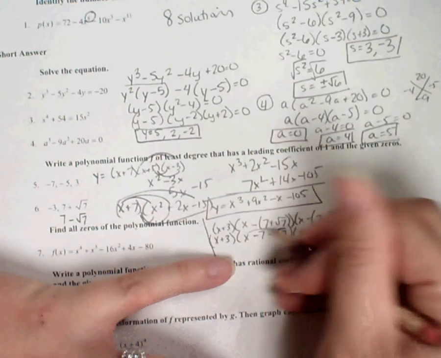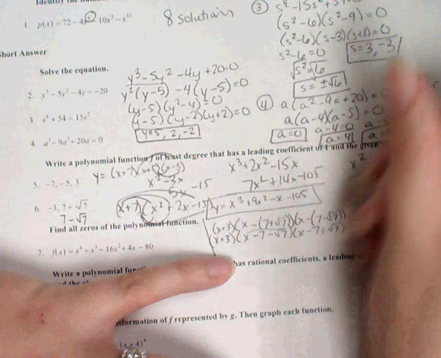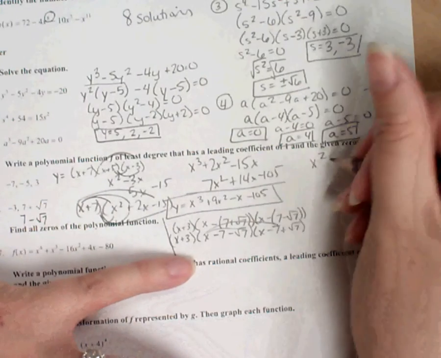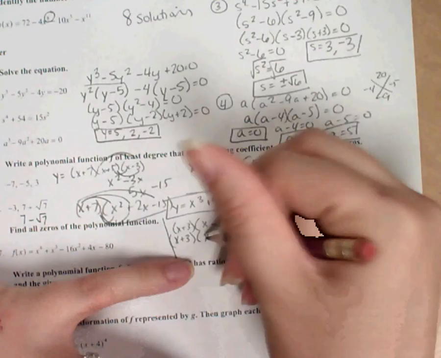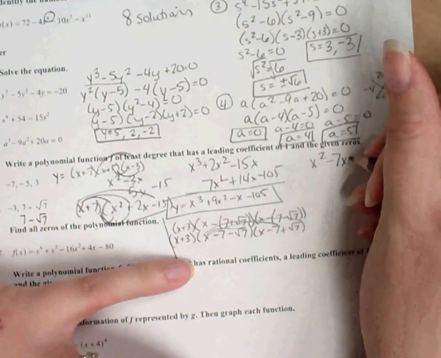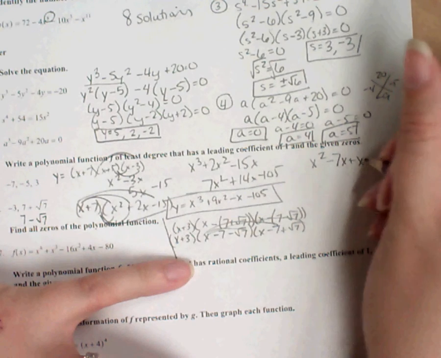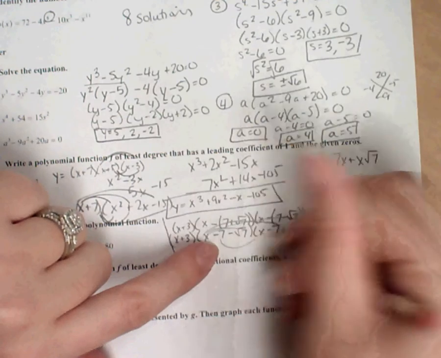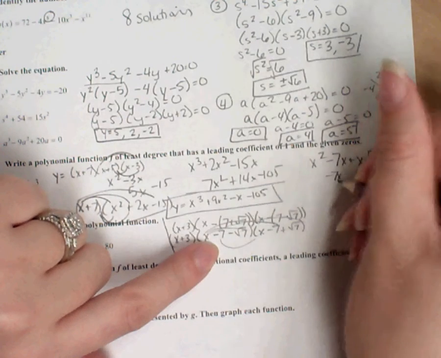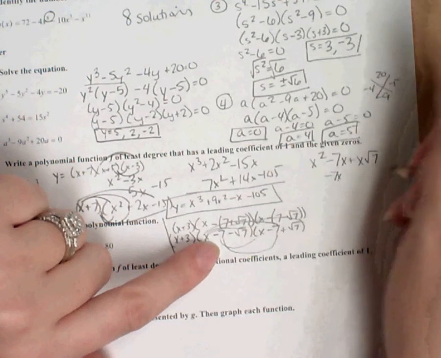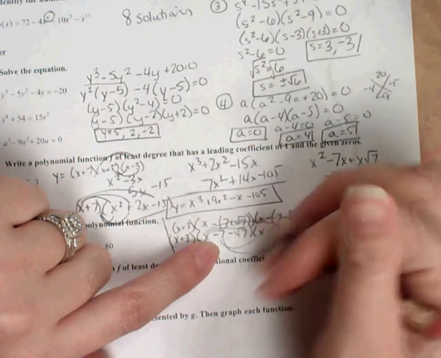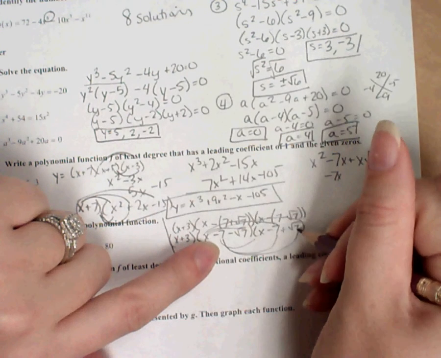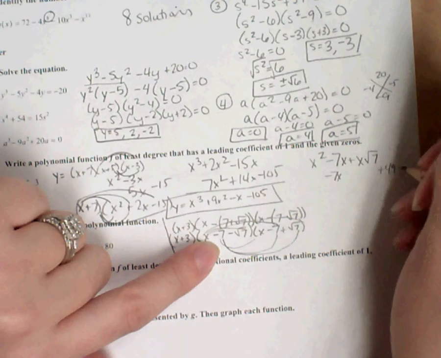So x times x is x squared. X times negative 7 is a negative 7x. X times positive root 7 is a positive x root 7. Negative 7 times x is negative 7x. Negative 7 times negative 7 is a positive 49. And negative 7 times a positive root 7 is a negative 7 root 7.